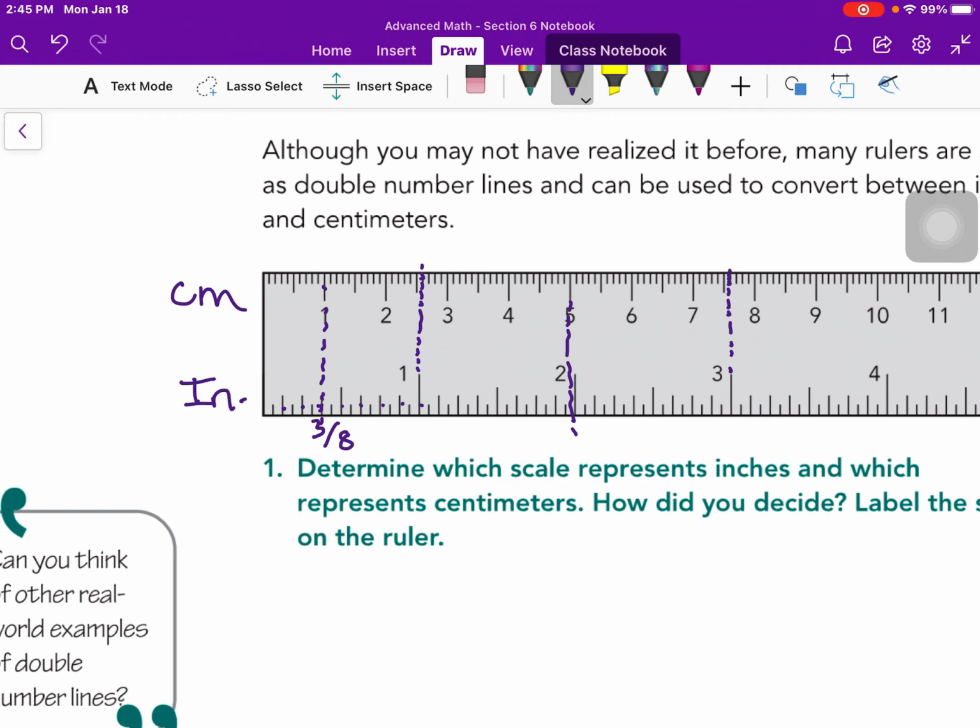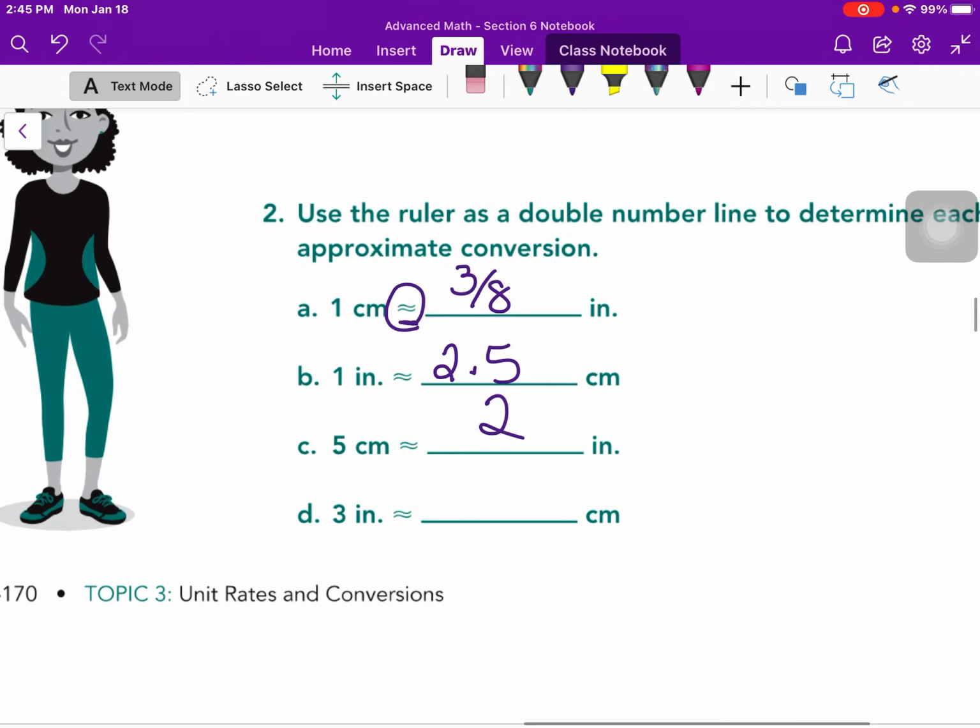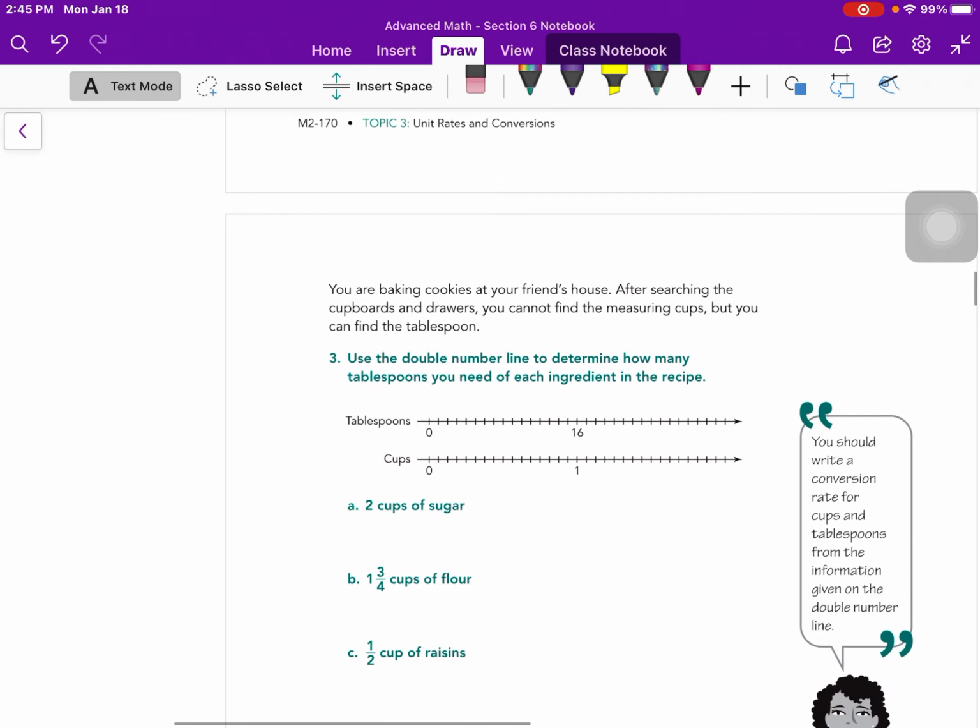Looks like it's just past the 7.5, so I think I would call it probably 7.6 approximately. So again, you can use this built-in double number line to help convert from inches to centimeters.